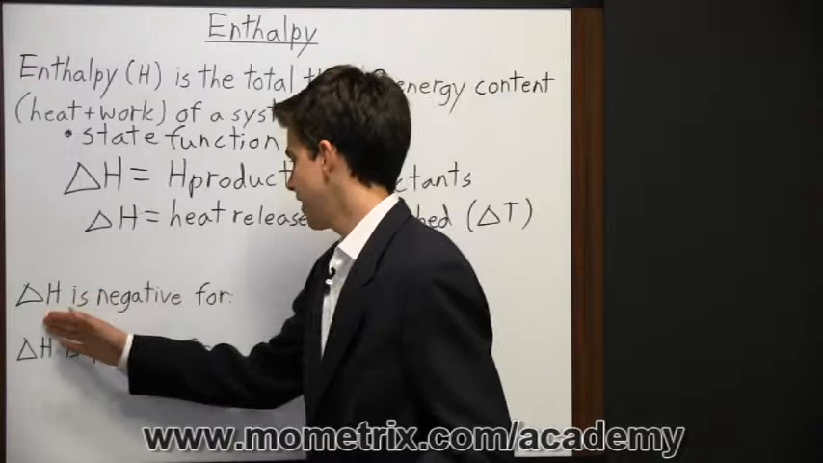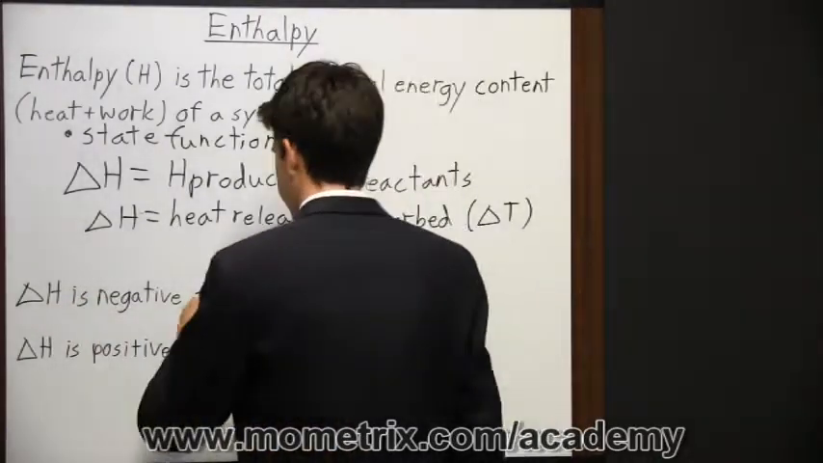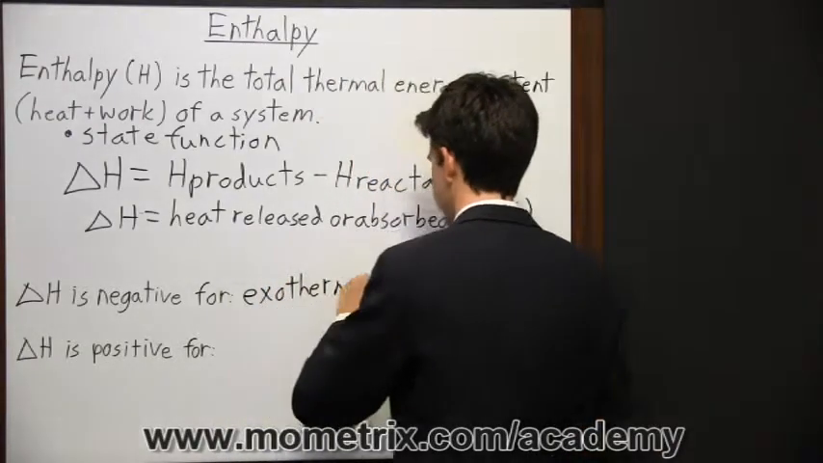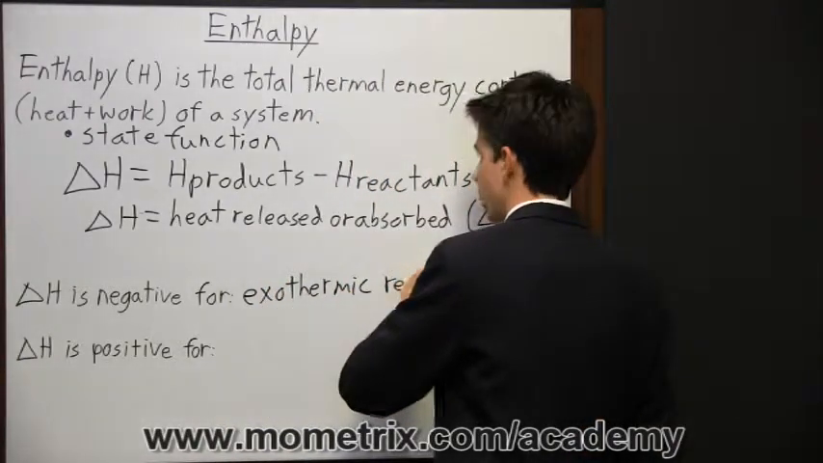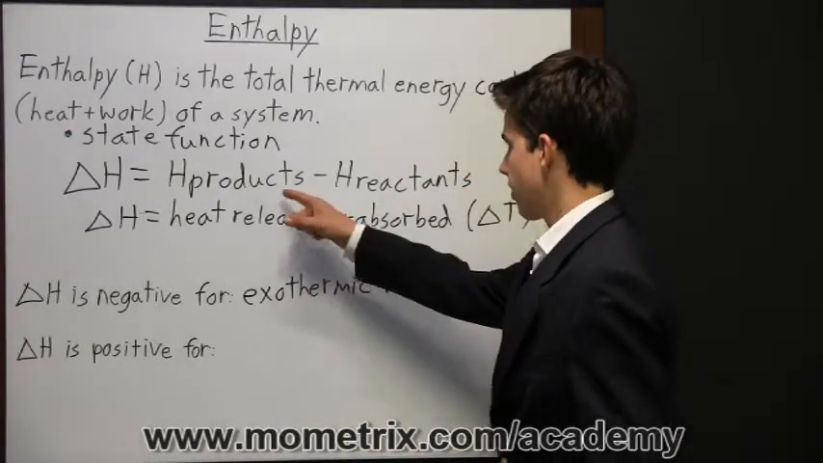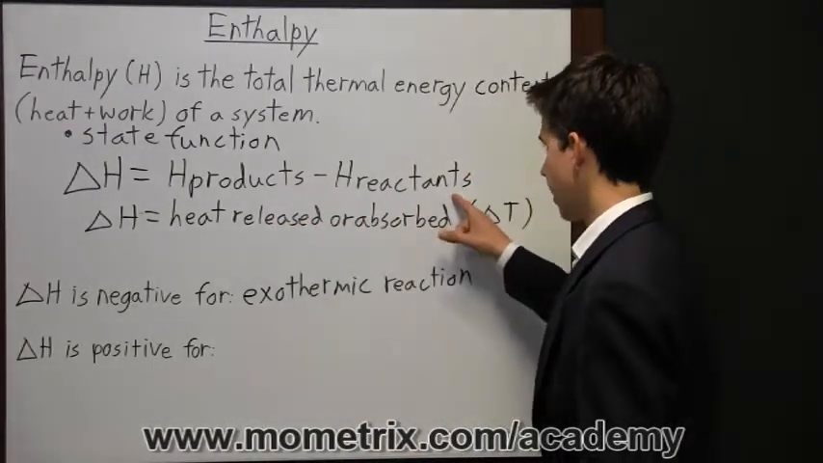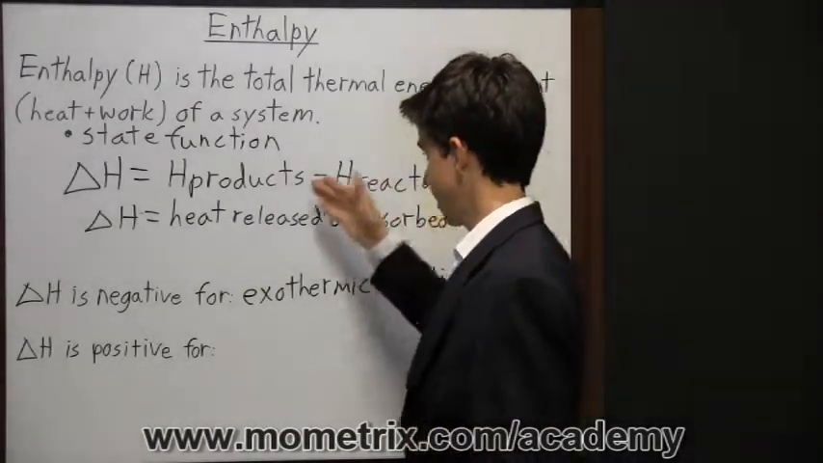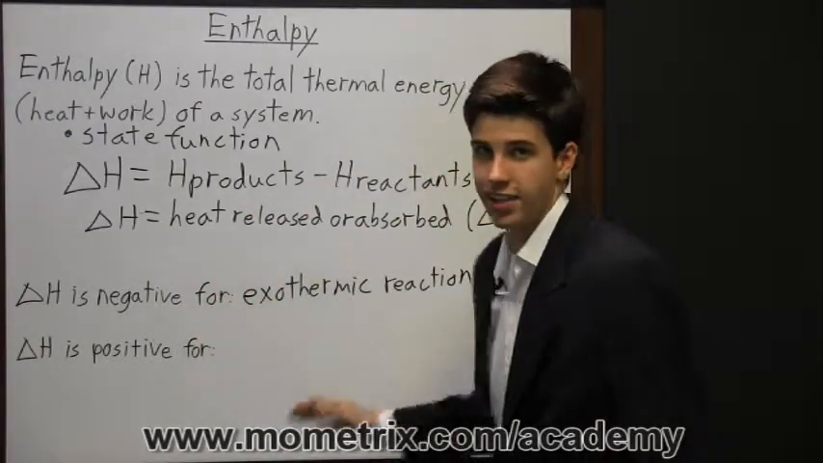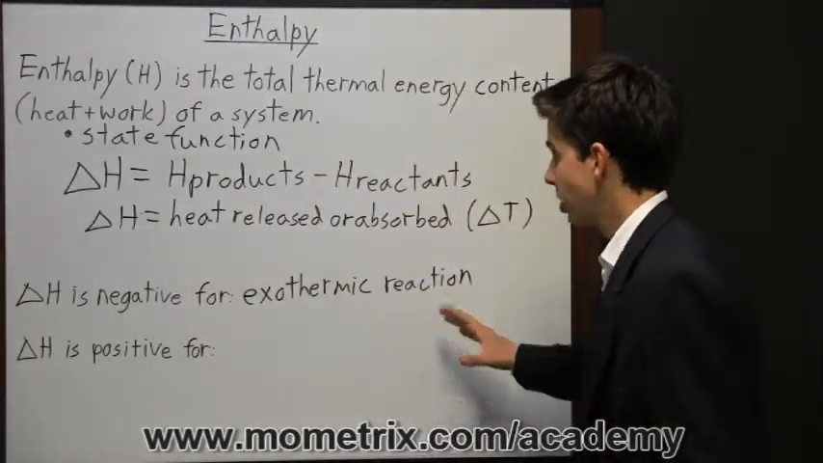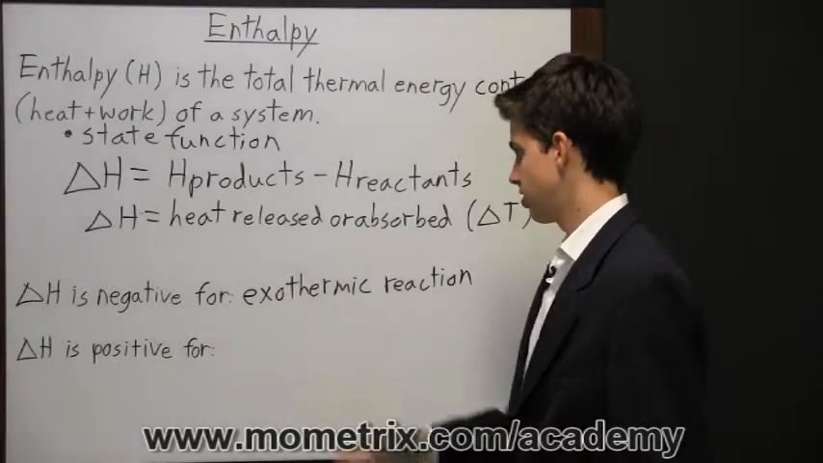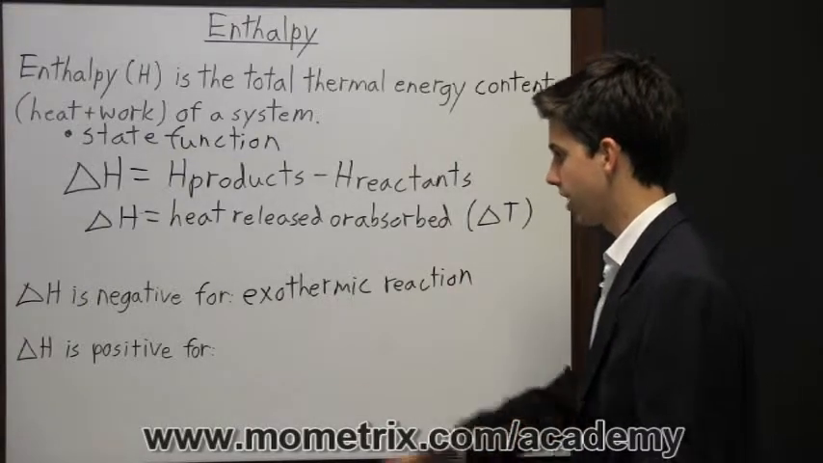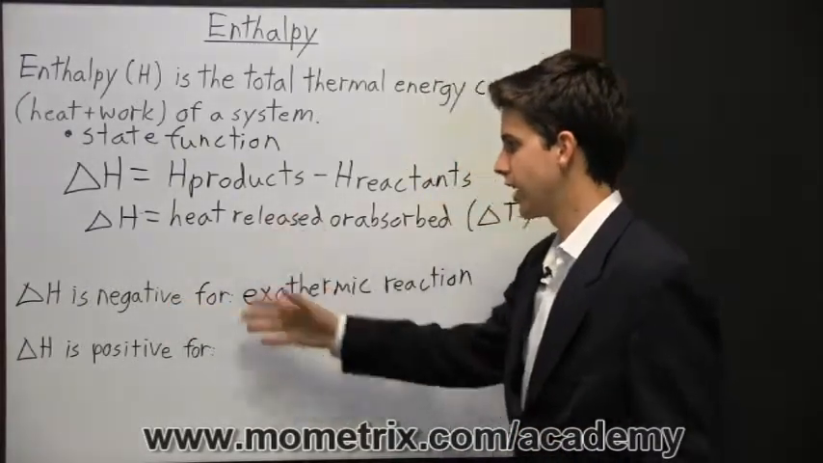Now, change in enthalpy is negative for exothermic reactions. So in exothermic reactions, the enthalpy of products is smaller than the enthalpy of reactants. And so you can easily just determine that by looking at this equation. When the reactants are bigger, it's going to create a change in enthalpy that is negative. And in an exothermic reaction, heat energy is being released. And so the temperature is going to rise. And so that's why the change in enthalpy is negative, because energy or heat is being released.